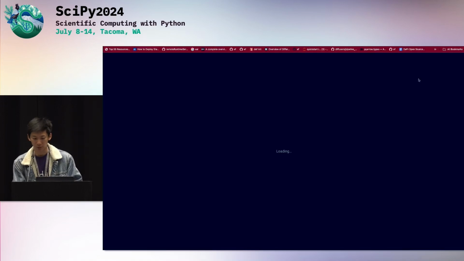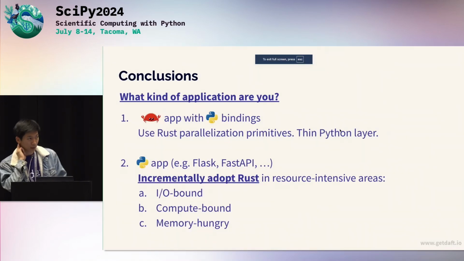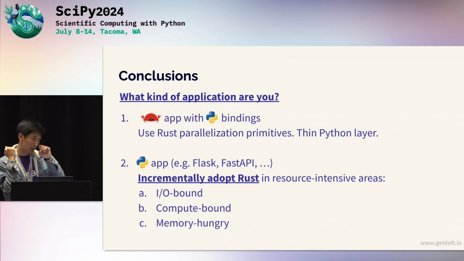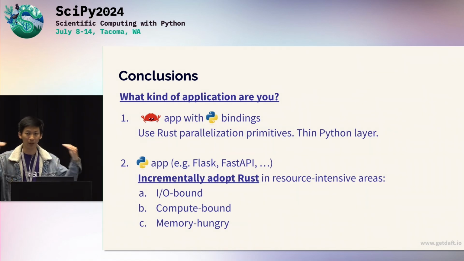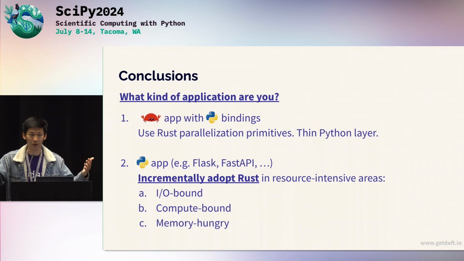Some conclusions from me. So yeah, I think think very hard before you adopt Rust. As you can see, it's not a magic pill. There are a lot of considerations you have to make when you do try to adopt something like Rust. What kind of application are you? Are you a Rust application that intends to have Python bindings? Are you a Rust team that's going to be building a service that other Python developers can use?